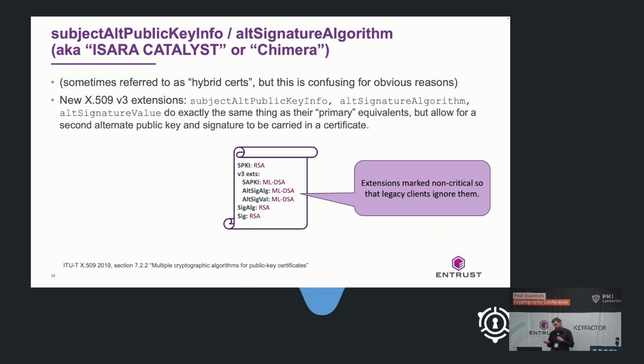It basically hides a second signature and a second public key in an X509 v3 extension. Puts it non-critical so that legacy clients will just ignore it. And that sounds great. And in some contexts, this is great. If all you care about is backwards compatibility of the 5280 validator, of the certificate chain parsing, if that's the only thing you need backwards compatibility for, here's a cert, please parse it, don't explode, then this does that.